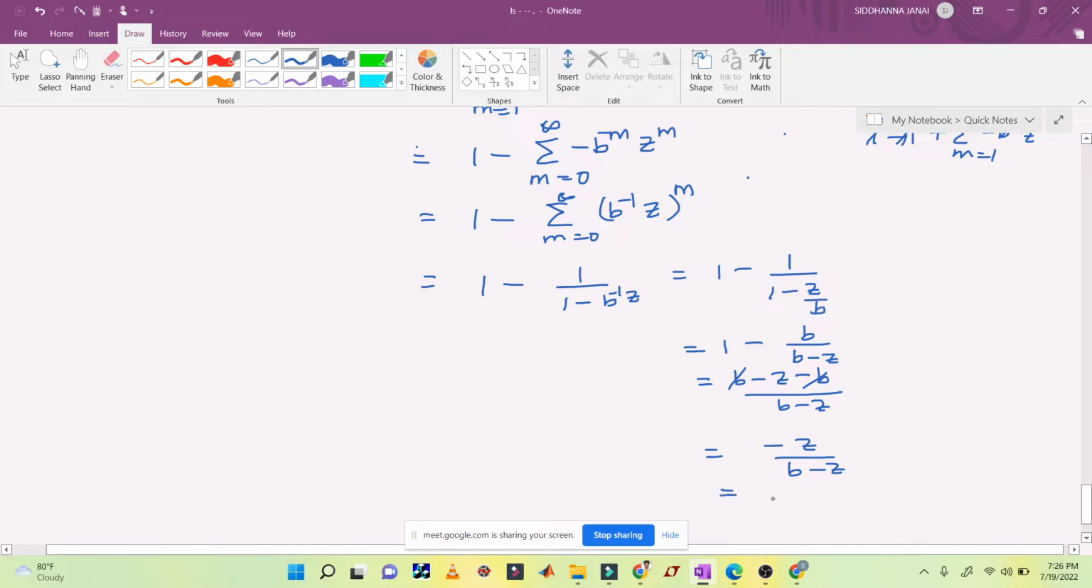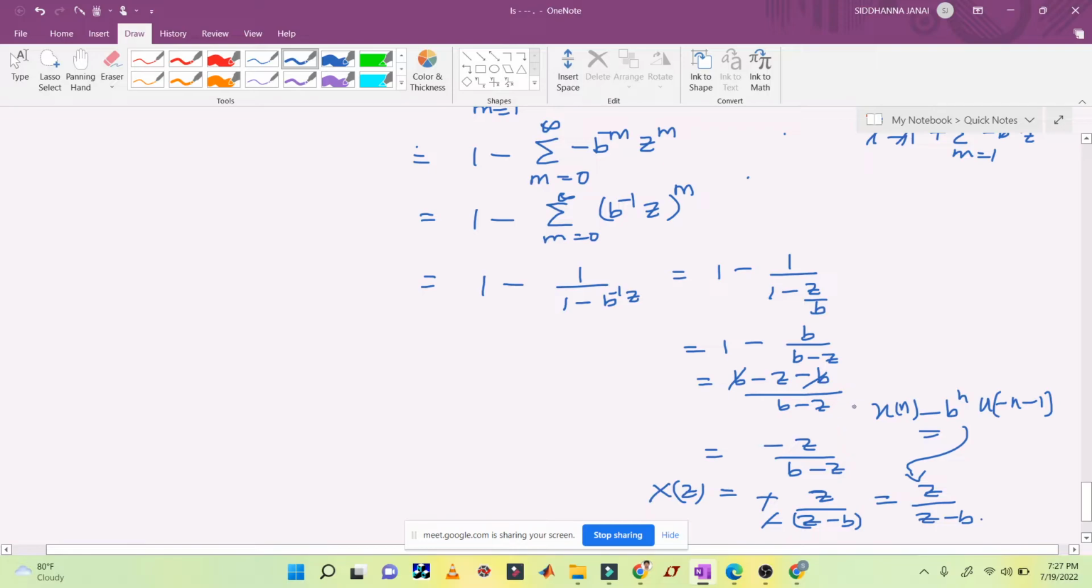Instead of this, I will write minus, taking common, z minus b in the denominator; minus and minus will cancel out. You will get z divided by z minus b. Okay, this is X of z for the given sequence. What was the sequence? Minus b to the power n u of minus n minus 1. This was x of n, and for that this is our X of z.